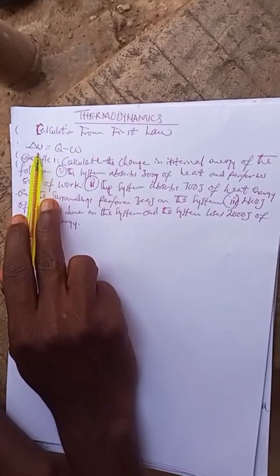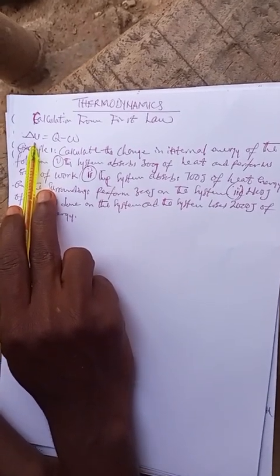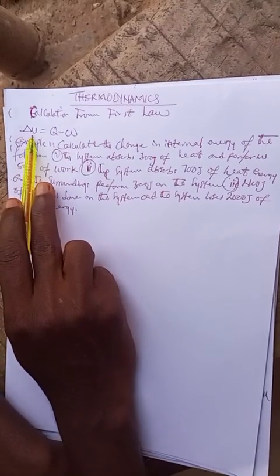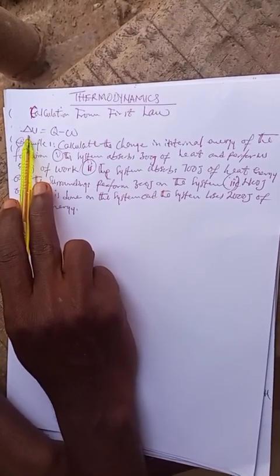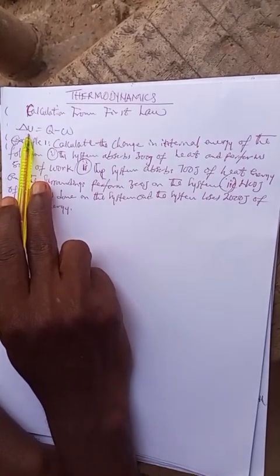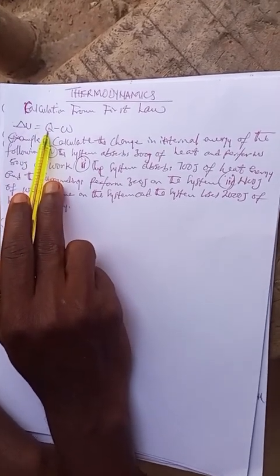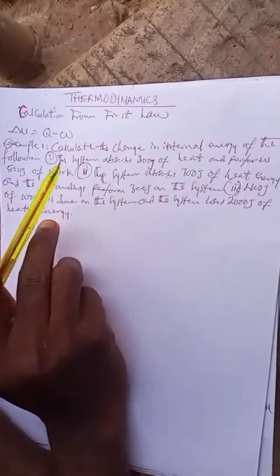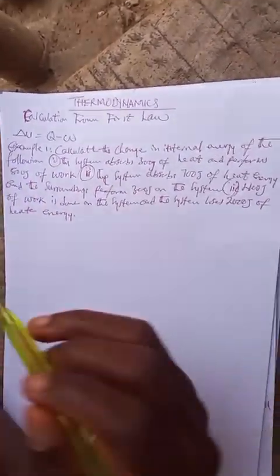The internal energy here can also be written as U or E. Some textbooks use E or delta E, while some use delta Q or U. It is the same thing. So the U here stands for internal energy, the Q stands for the quantity of heat in the system, and the W stands for the work done. Now let's use this to calculate some examples.